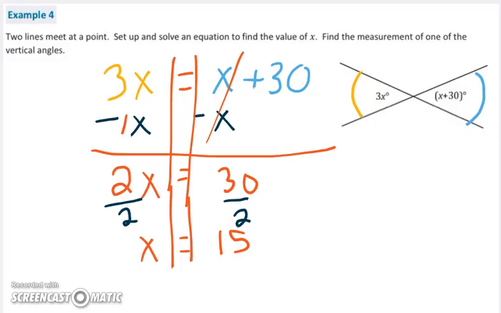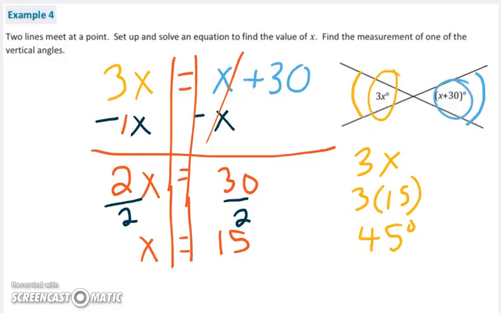Well, I mean, take your pick here, whichever one you do. I'll just pick this angle to plug it back into because it's going to be the same thing, right? So 3x, well, instead of writing x, we'll write 15. And that should be 45. We could always check ourselves before we wreck ourselves. Let's try it with this one now. X plus 30. Well, we'll do 15 plus 30. Hey, look at that. The angles are equal to each other.